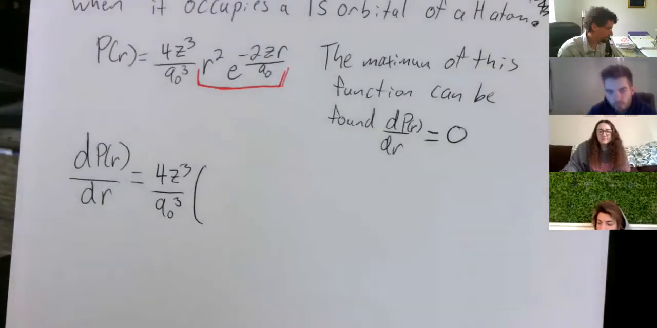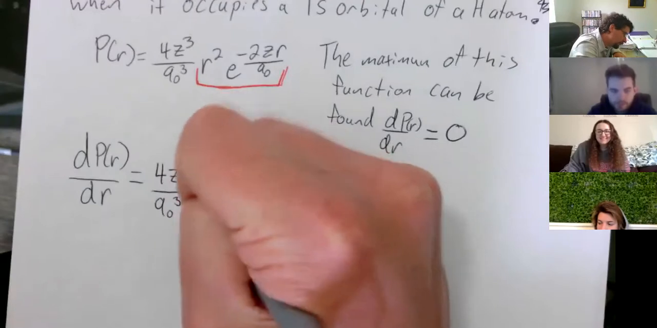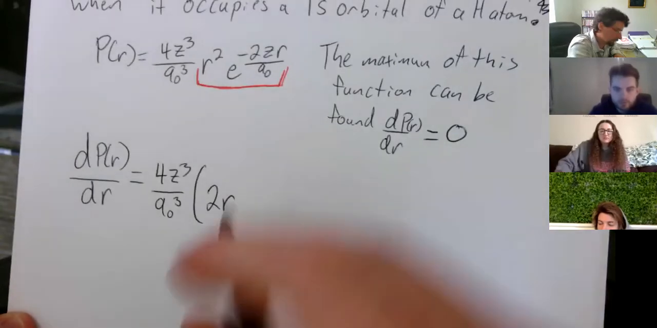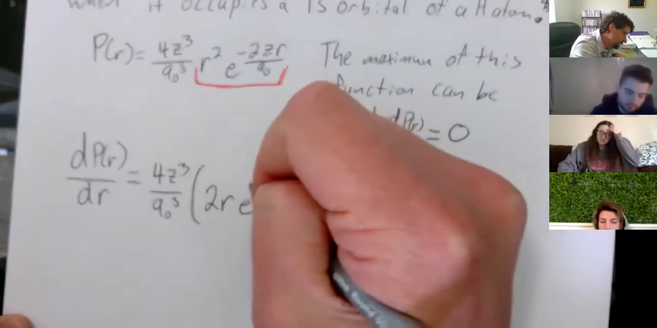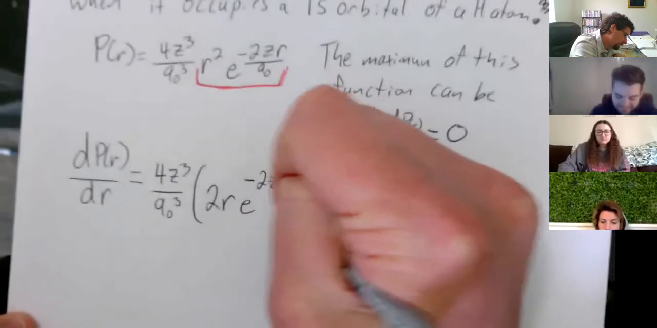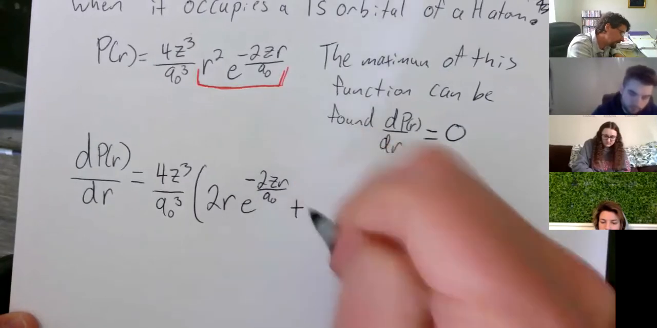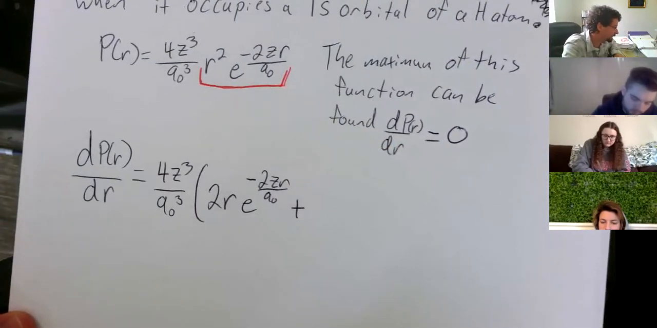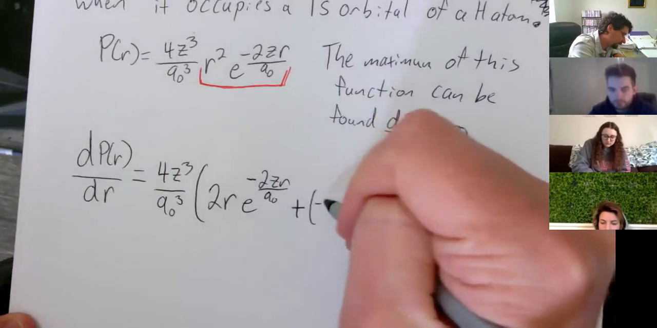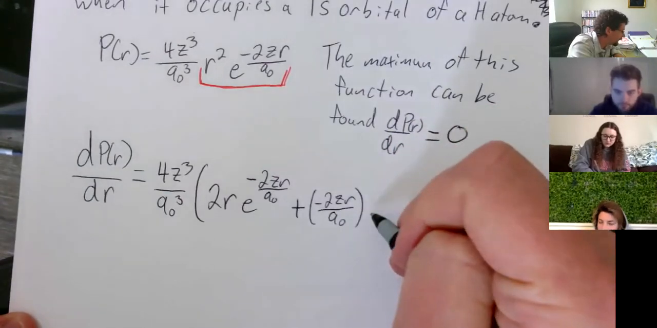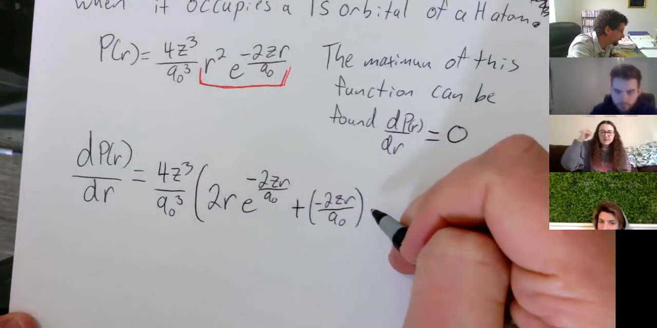2r. Chain rule, 2r, what comes next? And also product rule. So then just e to the negative 2Zr over a naught. Yep. Good use of the product rule. Now we need the second part. Plus the derivative of the second, so just be the entire top part. So negative 2Z over a naught. Yep. And then what else do we got? e to the, times the thing again.